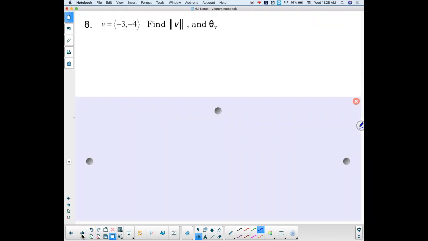Find me those two: magnitude of V, direction angle of V.